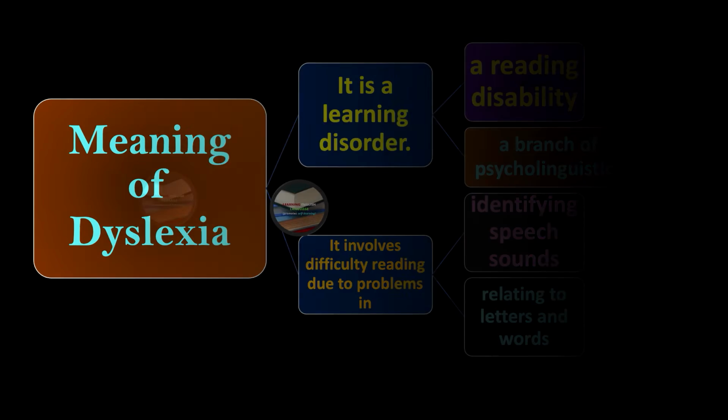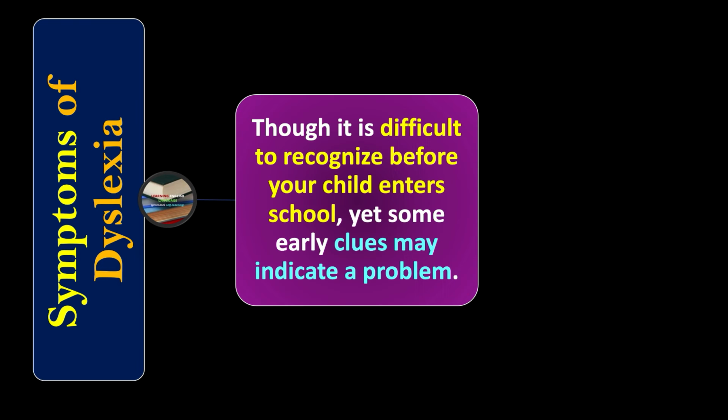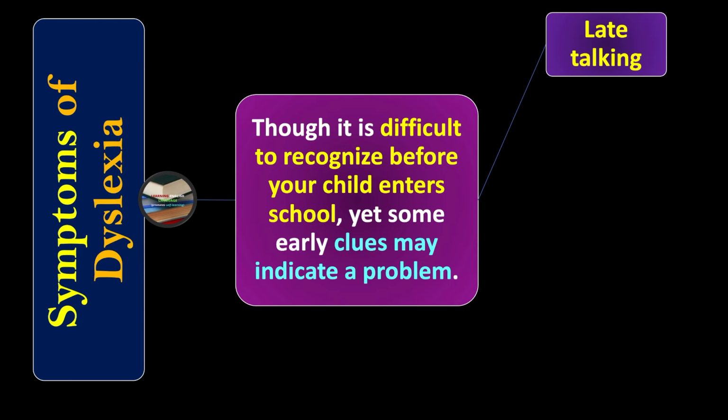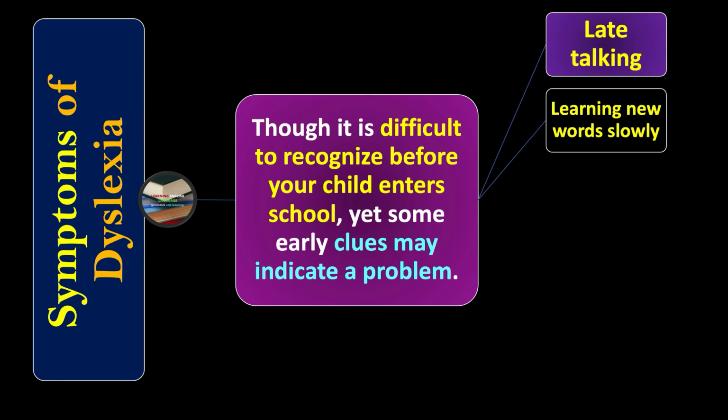We continue our discussion. Symptoms of dyslexia. Though it is difficult to recognize before your child enters school, some early clues may indicate a problem. And what could they be? Late talking. A child who starts talking late could show one of the symptoms of dyslexia. Learning new words slowly. Some children learn words very slowly. This could be another sign of a child likely to suffer from dyslexia.